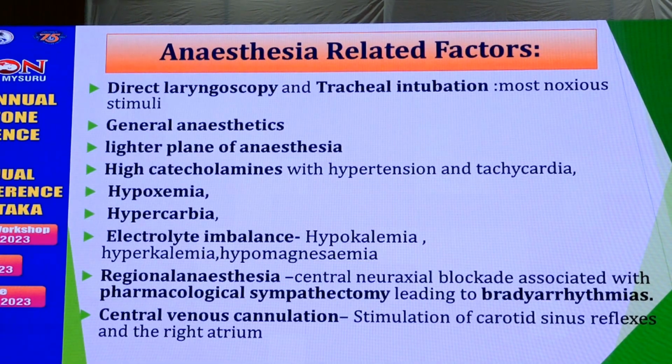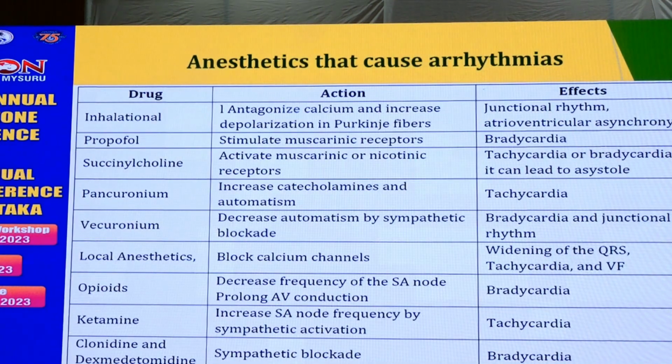Coming to the anesthesia-related factors, you have direct laryngoscopy and tracheal intubation, and during general anesthesia, if you are maintaining lighter planes, that can cause a catecholamine increase, giving rise to hypoxia, hypercarbia, as well as electrolyte imbalances. Regional anesthesia, again, can cause a pharmacological sympathectomy, like a high spinal blockade, which can give rise to bradyarrhythmias. And again, central venous cannulation can stimulate the carotid sinus, or the catheter may irritate the right atrium, giving rise to arrhythmias.